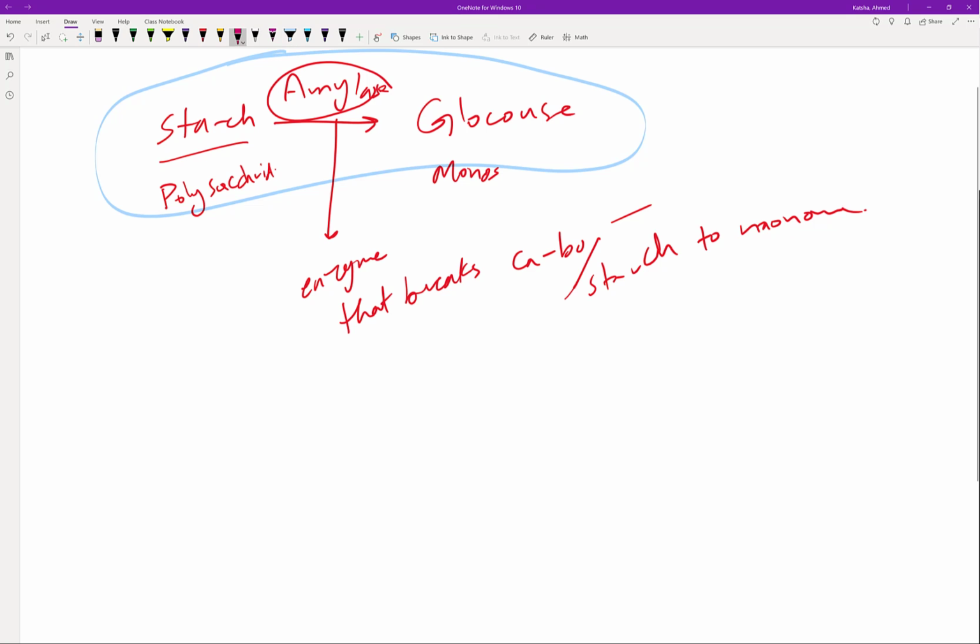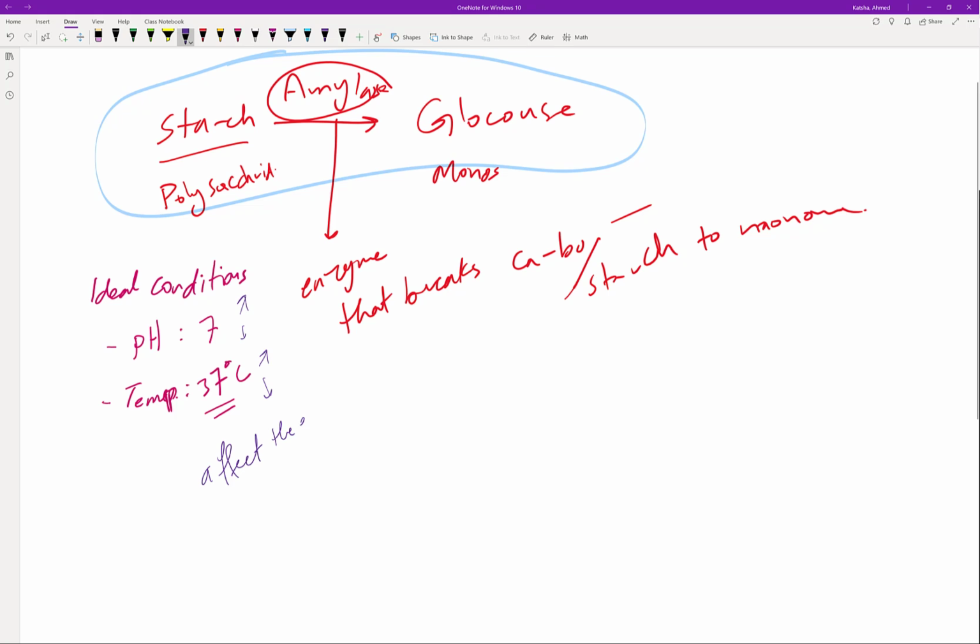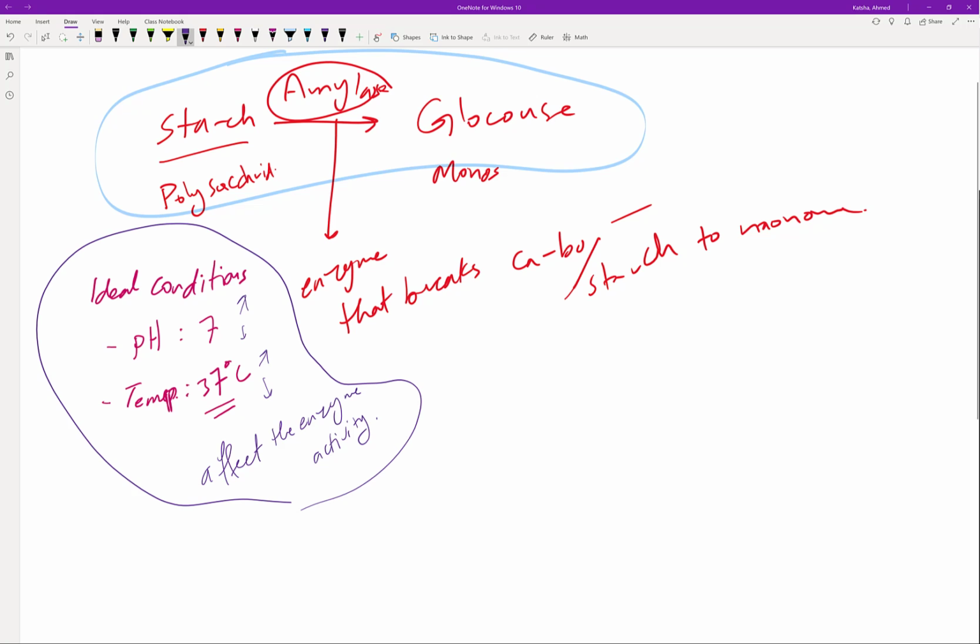And you already know this, or you should have remembered it, that each enzyme has ideal conditions to work in. Basically, what we tested in the assignment was the pH and the temperature. For the pH, there is an ideal range that should be around 7 for this enzyme to work, and for the temperature, it should be around 37 degrees Celsius. So any changes in these values, either up or down, are going to affect the enzyme activity. That's what you tested: how changes in the pH and the temperature affect the amylase activity.